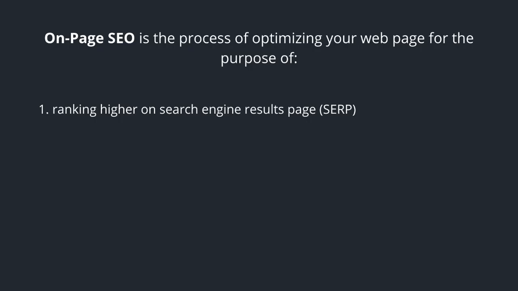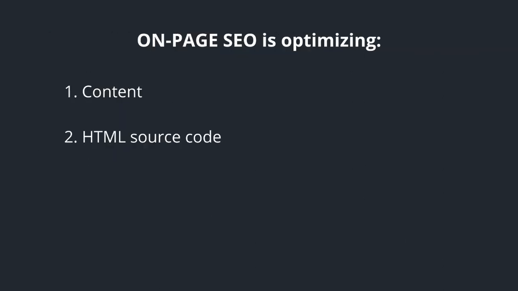On-page SEO is a process of optimizing your web page in order to rank higher on search engine results pages, or what we call SERPs, and also to get more traffic to your website. On-page SEO refers to the strategy of optimizing your content and HTML source code. Don't worry if you are not familiar with HTML, since we are not going to get technical in this lesson.